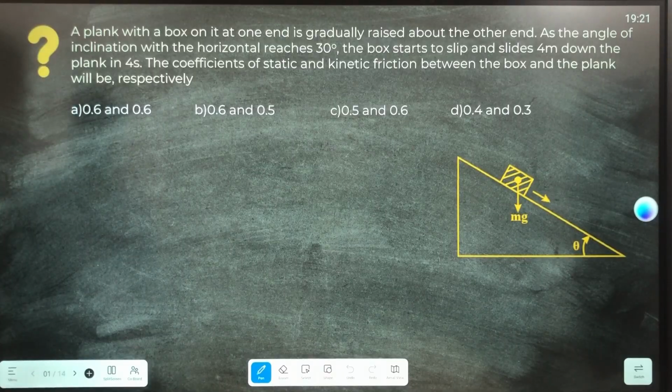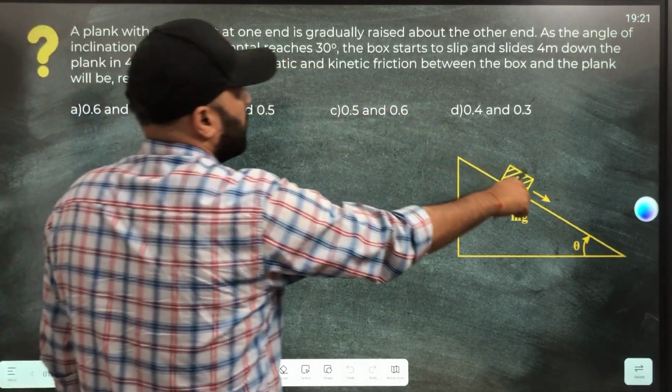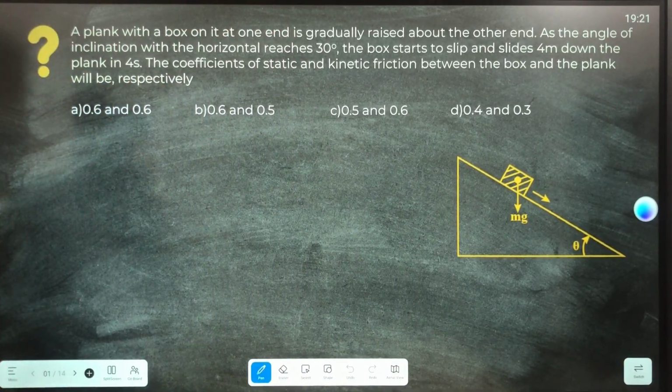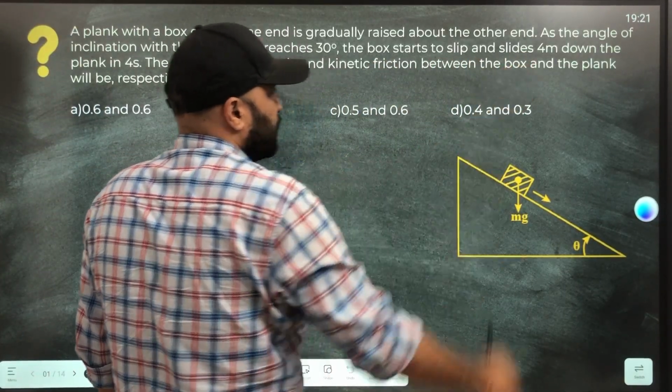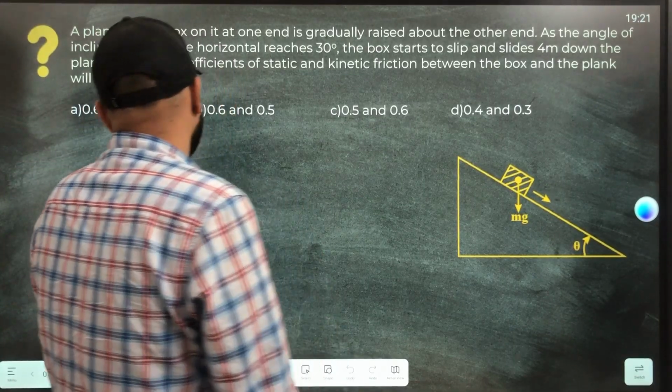Our next question is, a plank with a box on it at one end is gradually raised up about the other end. As the angle of inclination with the horizontal reaches 30 degrees, the box starts to slip and slides 4 meters down the plank in 4 seconds. The coefficient of static and kinetic friction between the box and the plank we have to find.